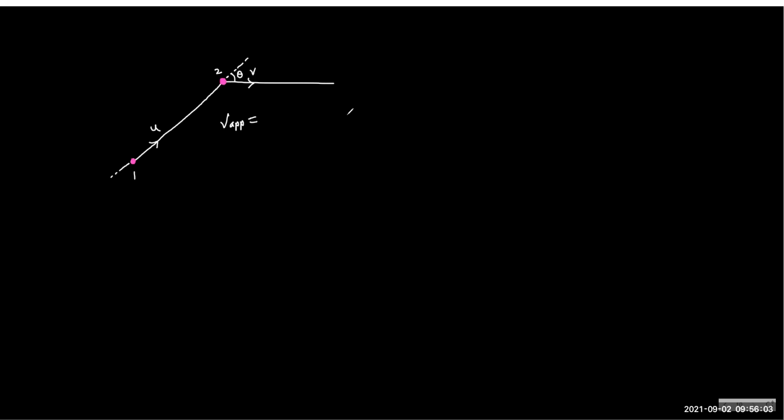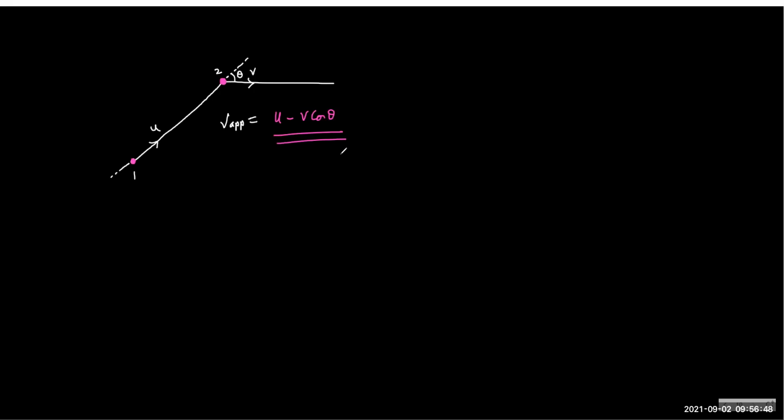So theta is the angle. Sir, it's u cos theta plus v. So I got u plus v sin theta. Sorry, u plus v cos theta. Why this plus? Are they coming towards each other? Oh no, minus. See, one is trying to go towards two, but two is going away. So the V approach is u minus v cos theta.